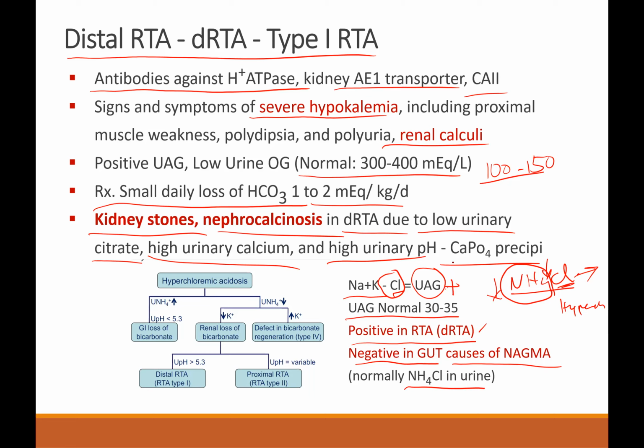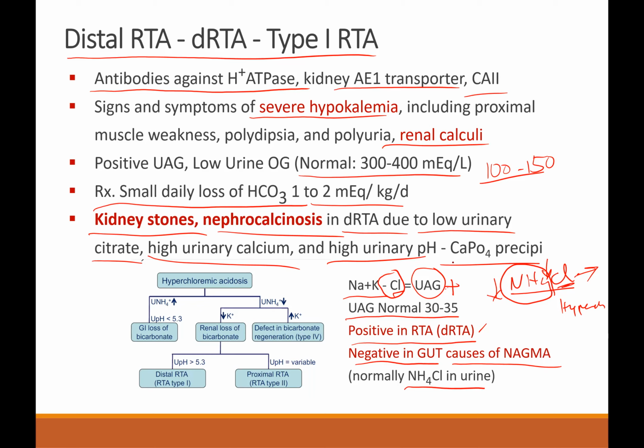Na plus K is normally matched by the chloride. Here the chloride is not there in the urine because ammonium chloride is not there. Why is ammonium chloride not there? Ammonia is not there. Because ammonia is not there, chloride is in the body. So because of low chloride, the Na plus K minus chloride becomes a higher positive number. That means urine anion gap is increased.